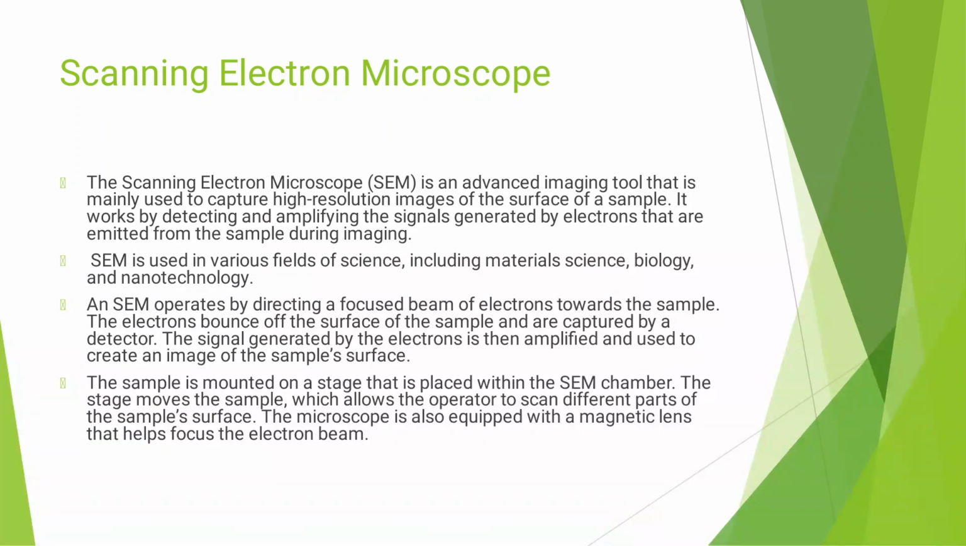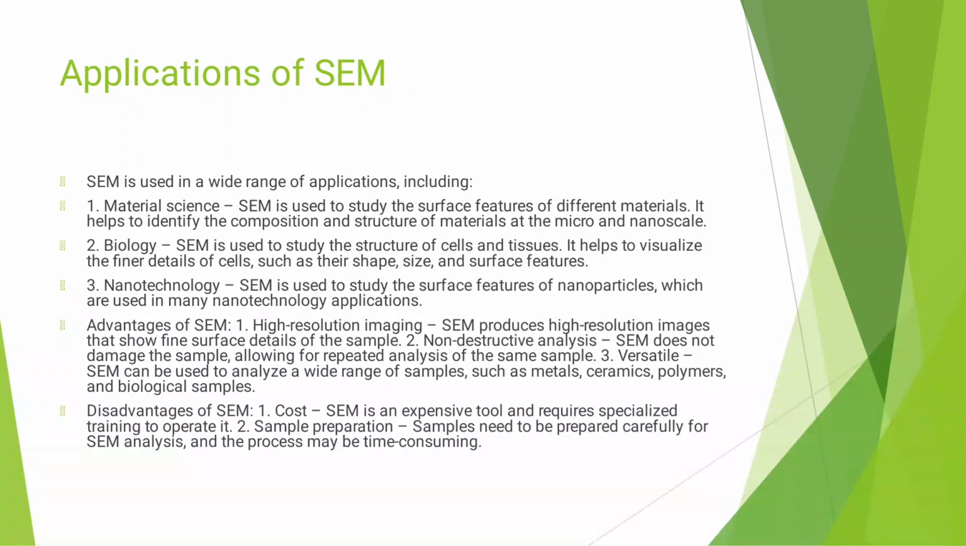It also uses a focused beam of electrons directed towards a sample, but it detects the electrons that bounce off from the surface of the sample, and they are captured by the detector. Then the signal generated by the electrons is amplified and used to create an image of the sample surface. The sample is mounted on a stage that is placed within the sample chamber. The stage moves the sample, which allows the operator to scan different parts of the sample surface. It is also equipped with a magnetic lens, which helps to focus the electron beam.